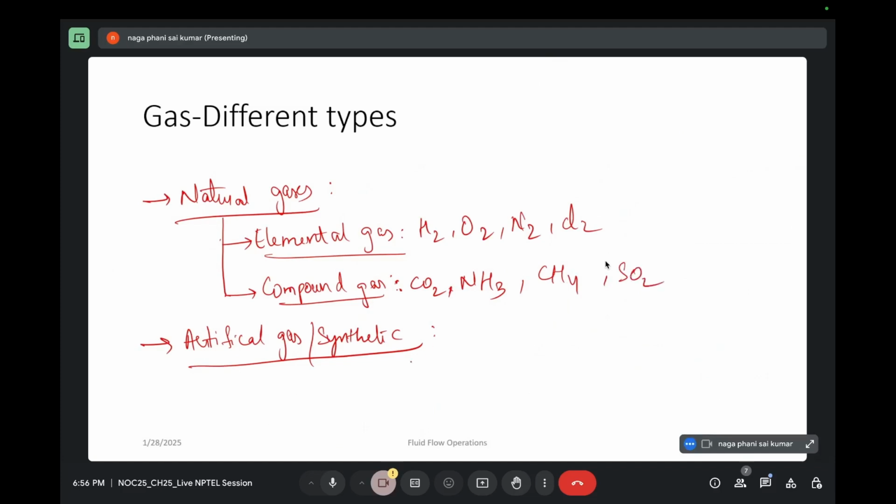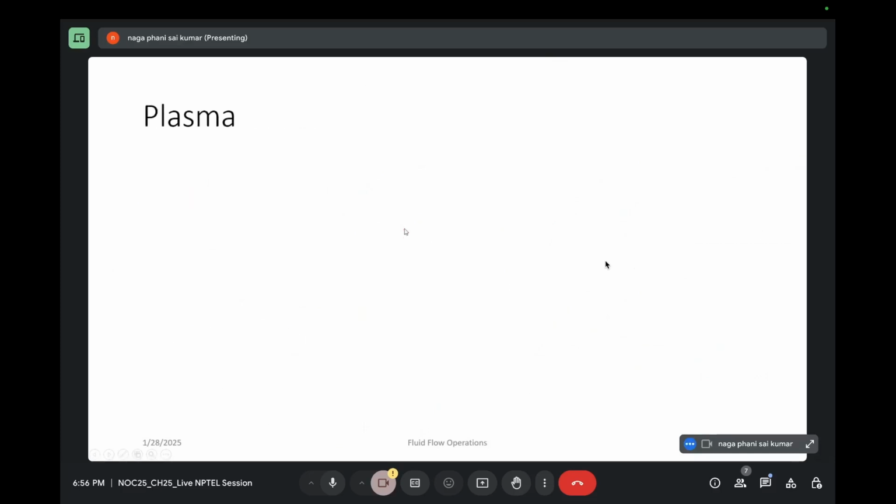There are many examples. And coming to artificial or synthetic gases, can anyone of you give an example of artificial gases? These are man-made chemicals or man-made gases. Can you give any example of this? Chlorofluorocarbons. Exactly. CFCs are a good example of synthetic or artificial gases. So these are the different types of gases that we will be coming across.